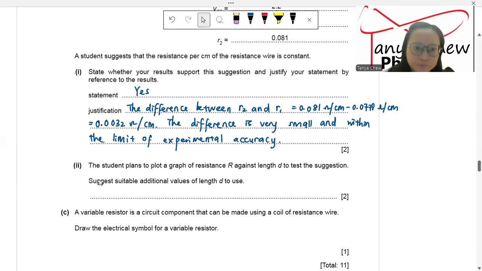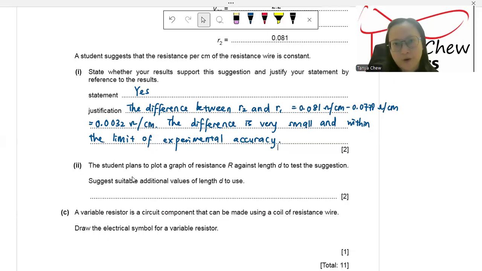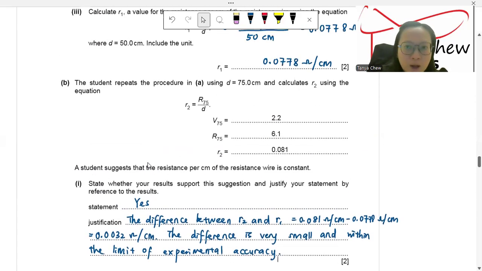Now, the second part: the student plans to plot a graph of resistance R against length D to test the suggestion. Suggest suitable additional values of length D to use. So if you plan to plot a graph, you need to make sure that you have a wide range of the values of D. Now, let me scroll up a little bit.